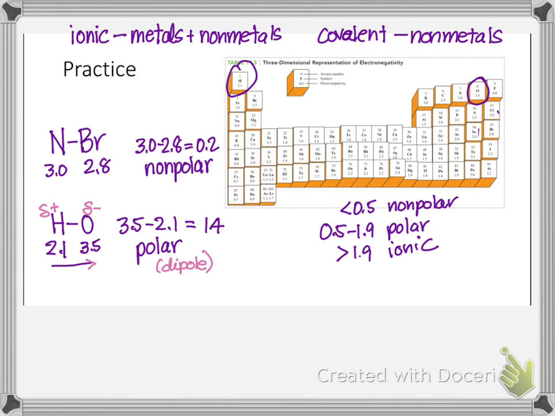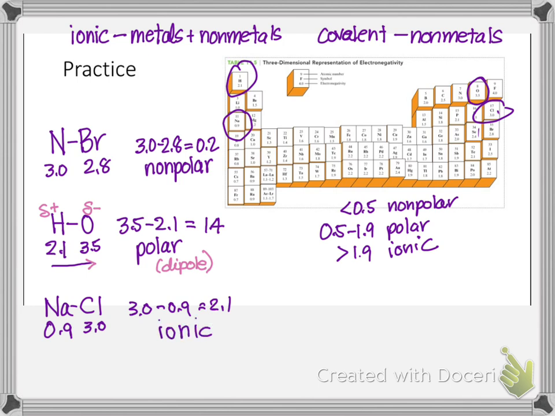Let's see. Let's find another one. Why don't I say sodium and chlorine? And I hate even drawing a line because this I know is ionic. But sodium is 0.9 and chlorine is 3.0. So 3.0 minus 0.9 is 2.1, which is greater than 1.9. So this is ionic. And there's no plus or minus here, no delta plus or minus, because this is ionic. We know that the sodium is going to lose an electron completely to the chlorine. So there would be no little delta pluses or minuses.